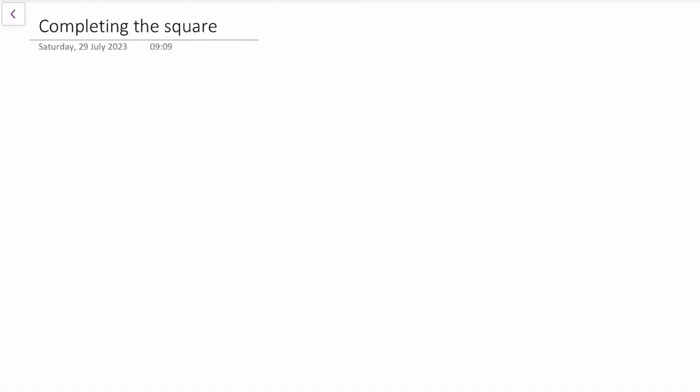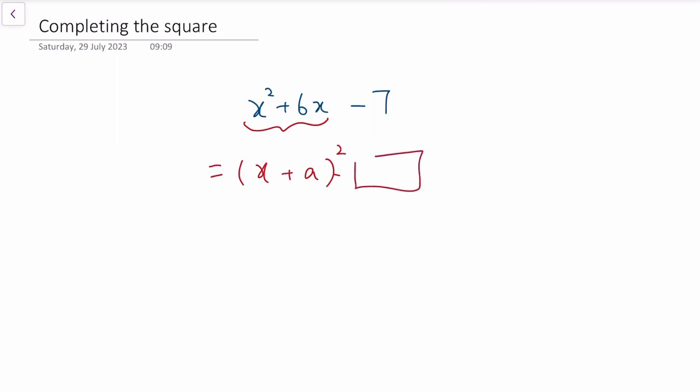Completing the square. So completing the square means you have, say, a quadratic, and you want to put the x squared and the x term into a bracket of x plus some number, squared. And then you probably would have some number at the back. You would probably add something or minus something, right? But that doesn't really matter. Okay, so completing a square means you want to form this square.